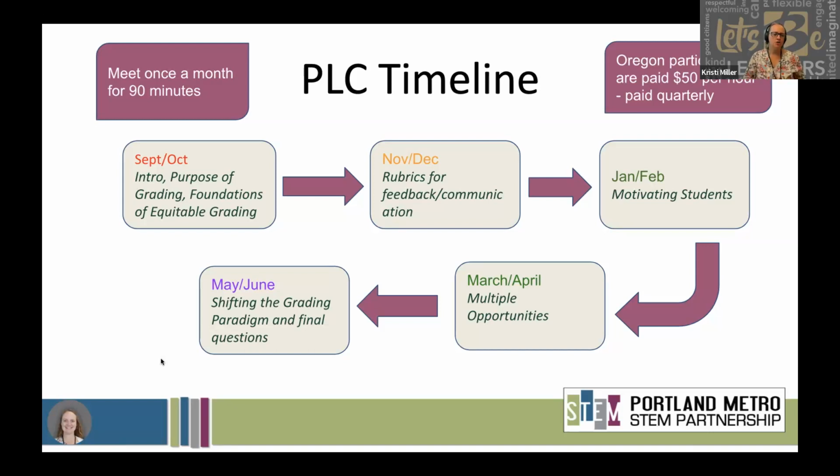And then finally, shifting the grading paradigm. What if you are all about standards-based grading, but the rest of your team at your school isn't, or they don't know about it? Or how can you start shifting the sands a little bit? So those are some things that we're going to be talking about this year. So again, welcome. Glad you're here.